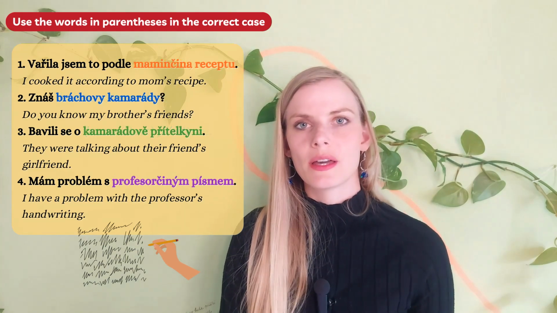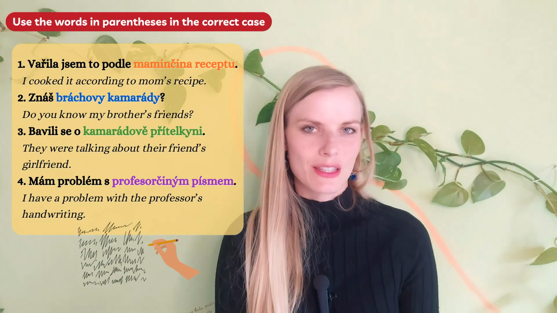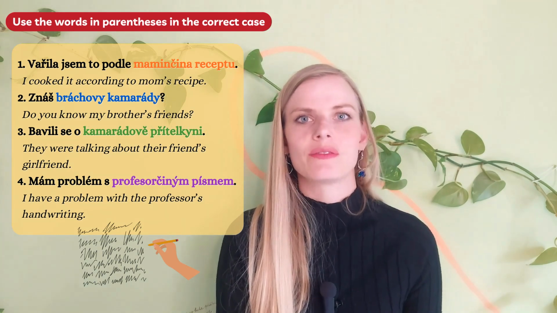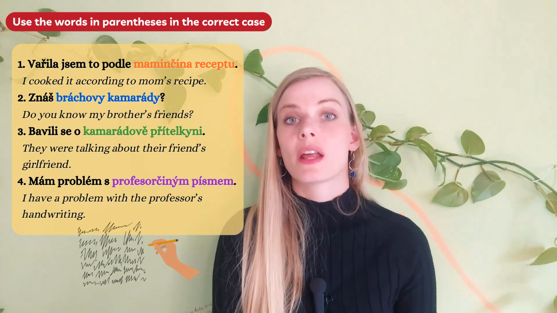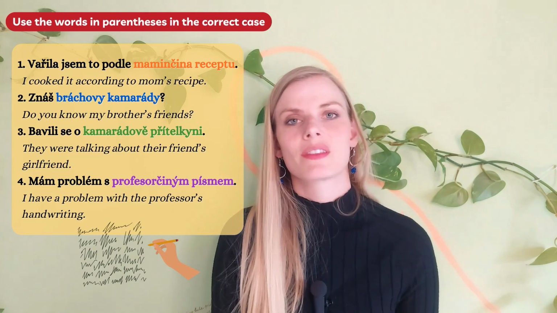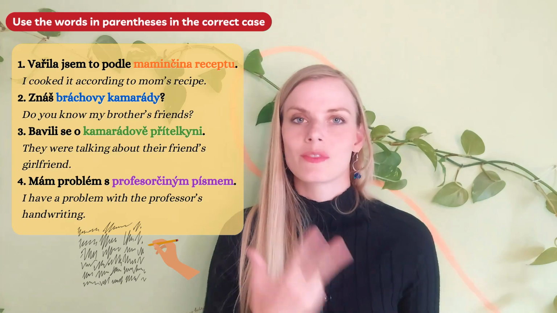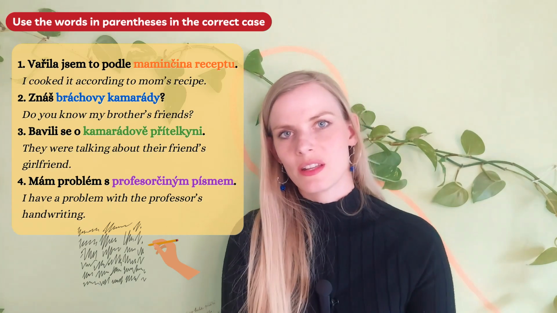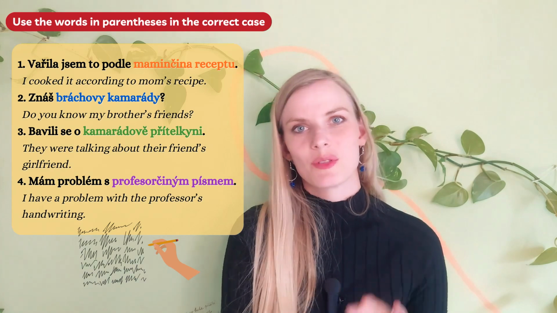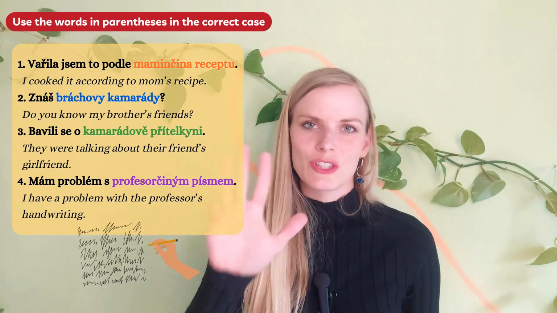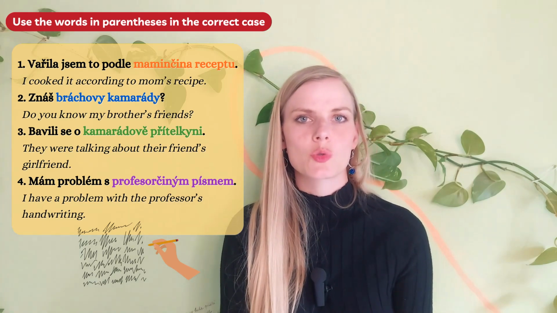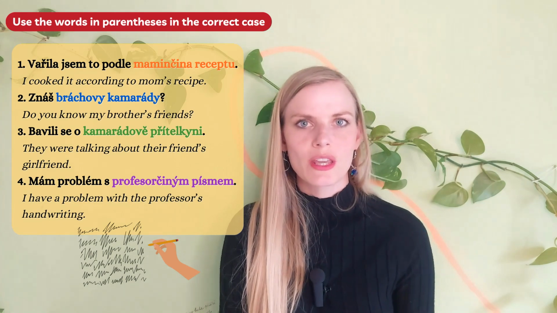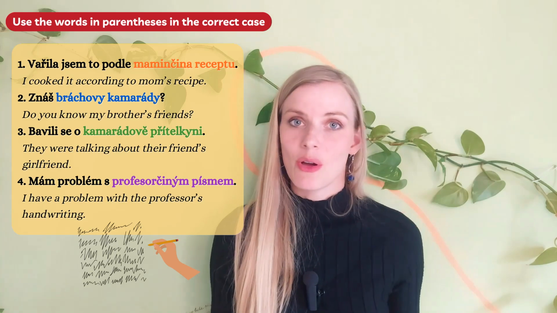A číslo 1. Vařila jsem to podle maminčina receptu. Podle maminčina receptu. That's genitive. Číslo 2. Znáš bráchovy kamarády? Číslo 3. Bavili se o kamarádově přítelkyni. O kamarádově přítelkyni. A číslo 4. Mám problém s profesorčiným písmem. S profesorčiným písmem.